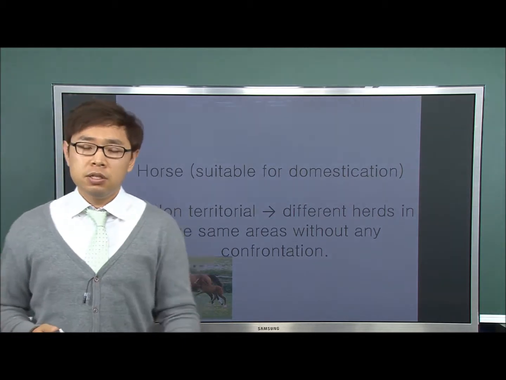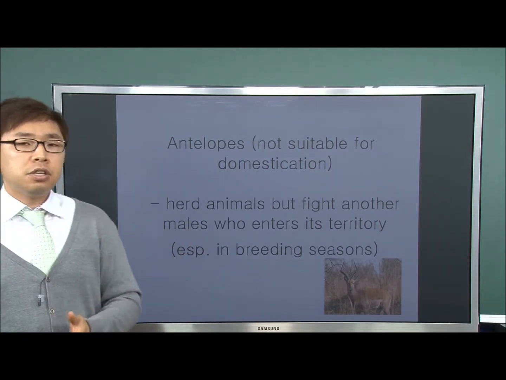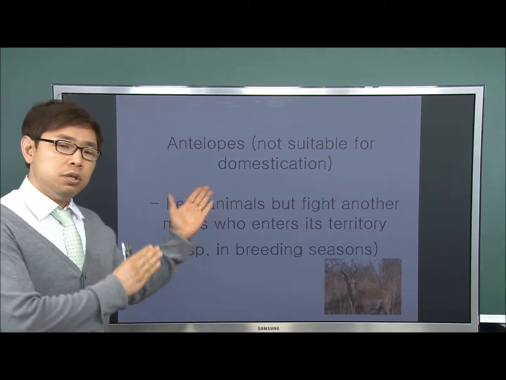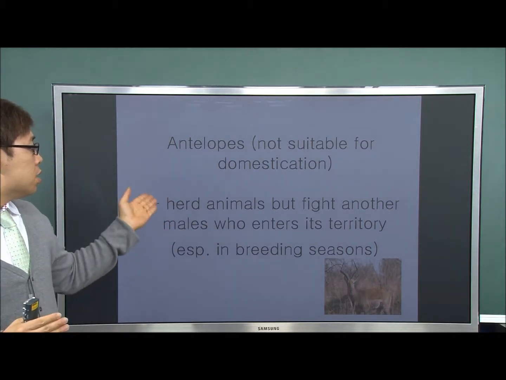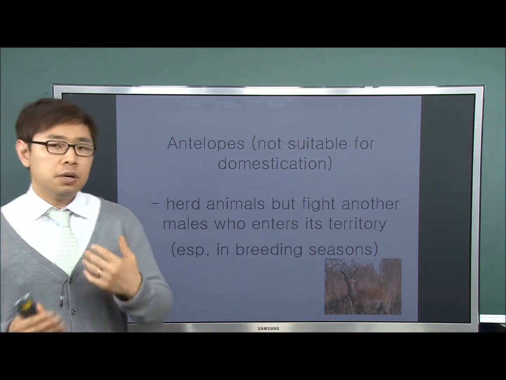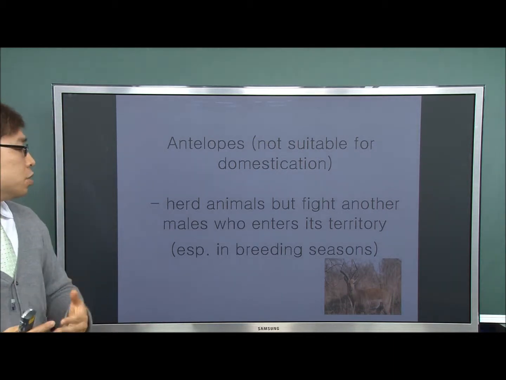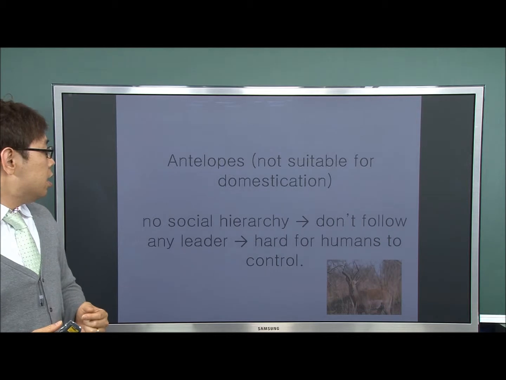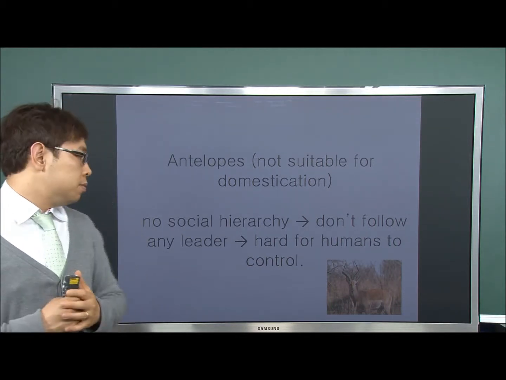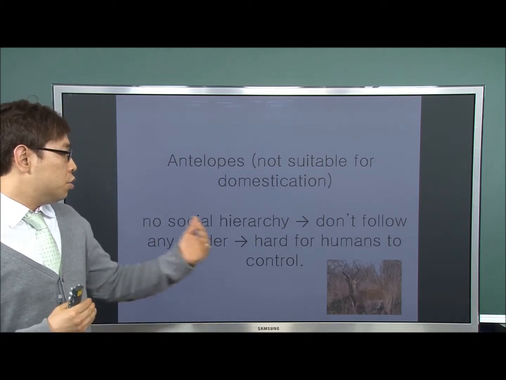Let's take a look at the other type of animal. Next one was antelopes, and the professor concludes that they're not suitable for domestication. There are two reasons why, and it is the opposite of horses. These animals fight one another whenever different males enter into their territory. They like to fight to keep their territory intact, especially in breeding seasons. And they don't have a social hierarchy, meaning that they don't follow any leader. They're on their own basically. Because of these characteristics, it is hard for humans to control them.